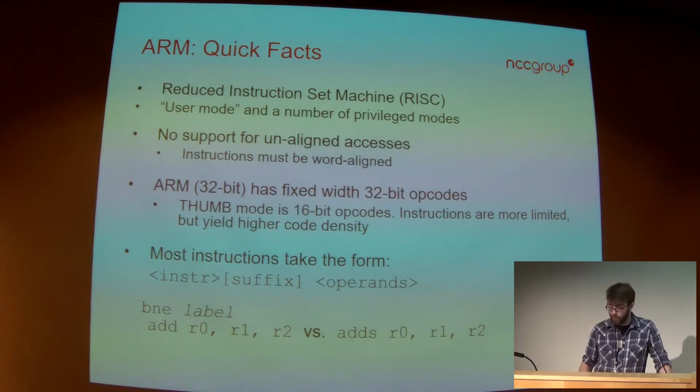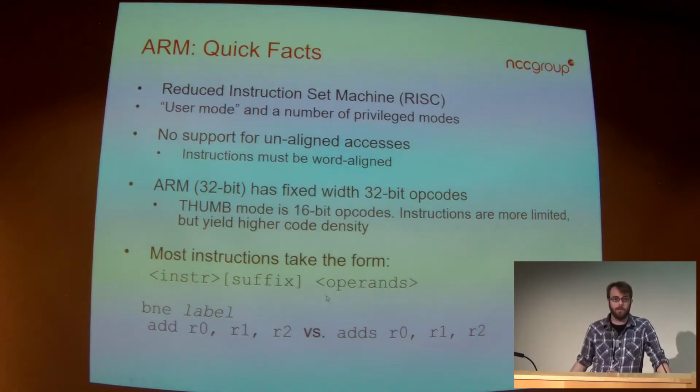So I don't want to worry too much. Most instructions take this kind of form where you have the instruction and then some sort of suffix and then the operands. And this is cool. So the suffix can be the condition under which you want to execute that instruction. So if you have an if-then-else, and there's only one operation in those, you can just have the instruction be conditionally executed and not otherwise. So that's pretty cool, right?